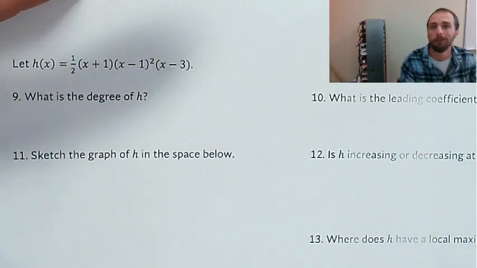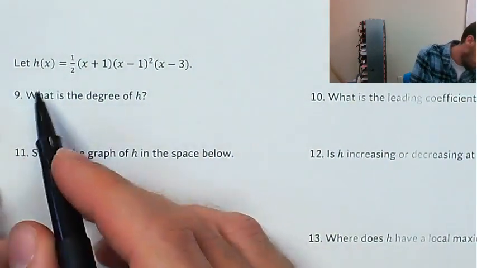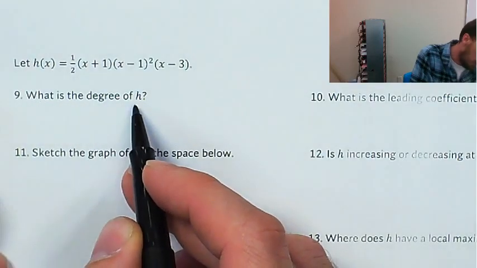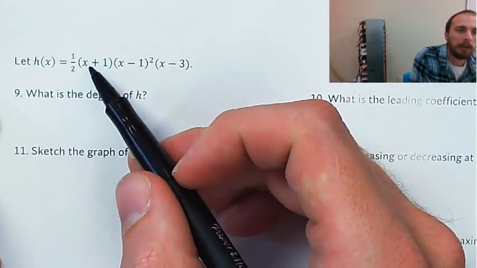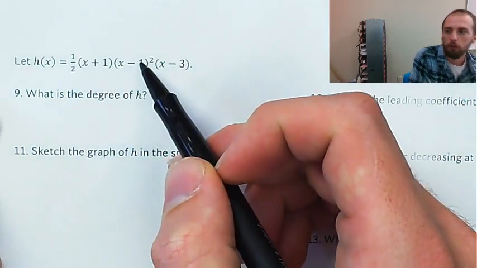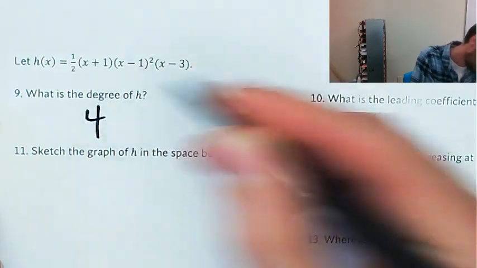Being able to look at a polynomial in a variety of forms and determine the degree and the leading coefficient. All right, so what is the degree of h? Well, it's the highest power of x that I would see if it was written out in standard form. I've got 1 power here, 2 powers here, so it's a total of 3 powers, and an extra one. That's a degree 4 polynomial.